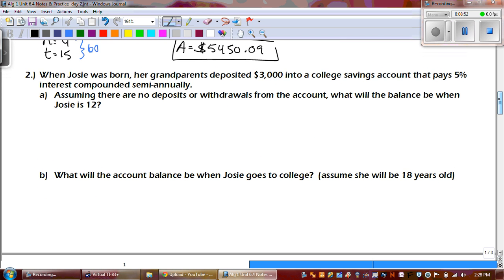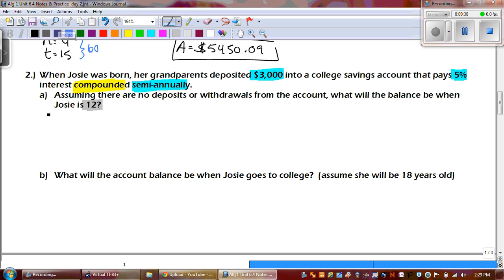All right. Let's look at Josie. When Josie was born, her grandparents deposited $3,000 into a college savings account that pays 5% interest compounded semi-annually. Okay, so 3,000, 5% interest. There's that compounded again, and now it's compounded semi-annually. Okay, so assuming there are no deposits or withdrawals from the account, what will the balance be when Josie is 12?